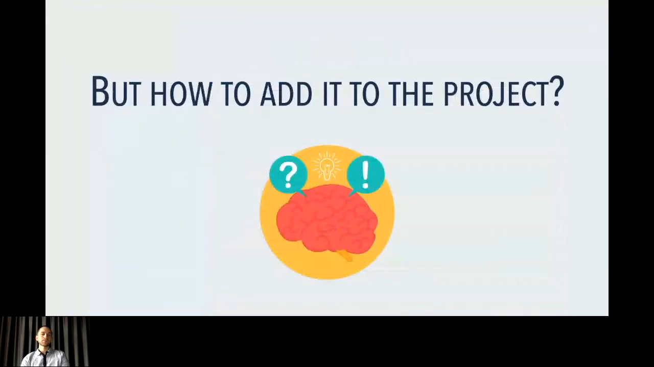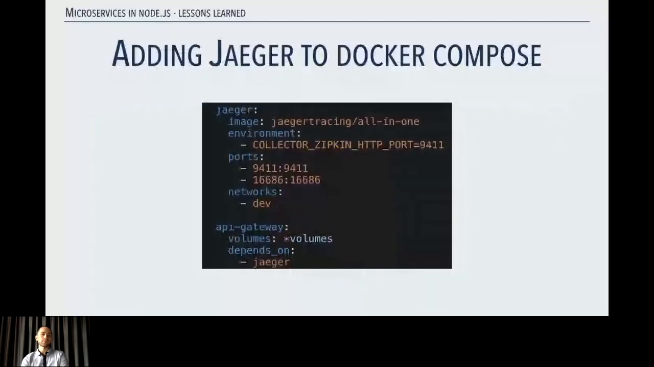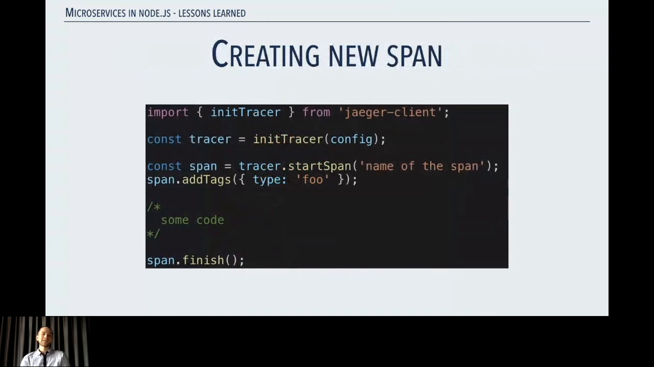So adding it to the project is quite easy if we are using Docker, because on Docker Hub we can get a ready-made image for the JAEGER server. And once we set it up in our Docker Compose, then we actually need to add some implementations to our microservices. So first of all, if we would like to trace some code, we need to, of course, initialize the tracer, but it can be done once per service setup. And later then, we need to create a span.